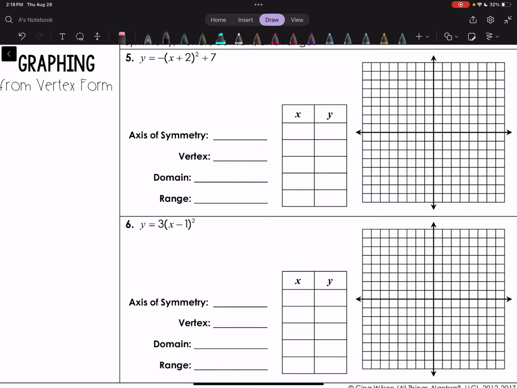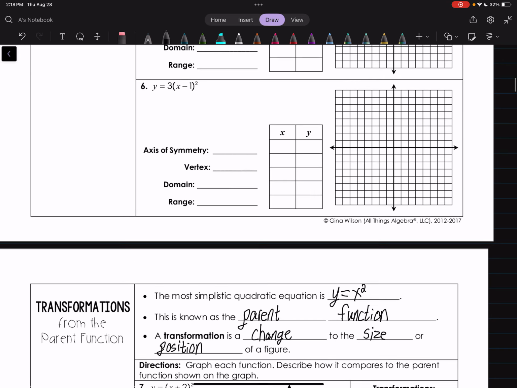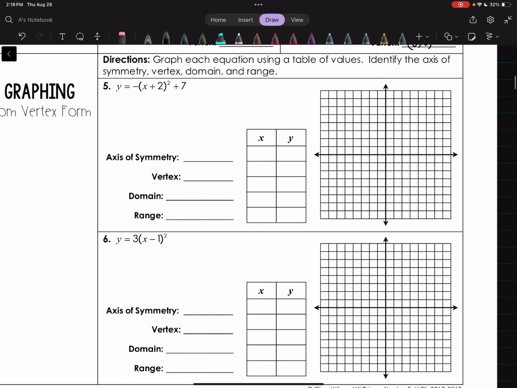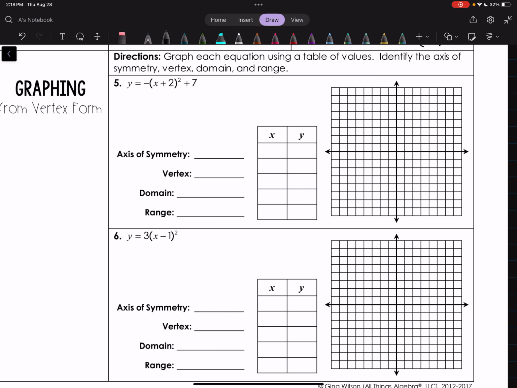All right, I'm going to give you an example here and let you practice the other one. And you feel free to pause the video as needed to try these, or pause at the very end and go back and try them all at once before I show you the answers. All right, graph each equation using a table of values, identify the axis of symmetry, vertex, domain, and range.